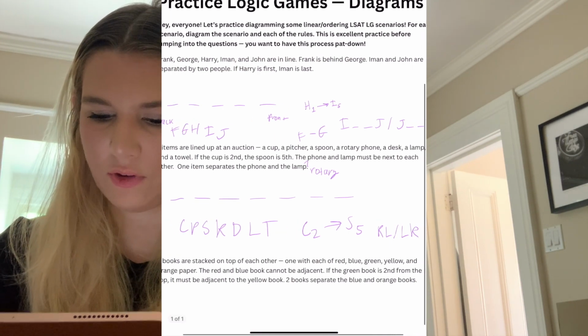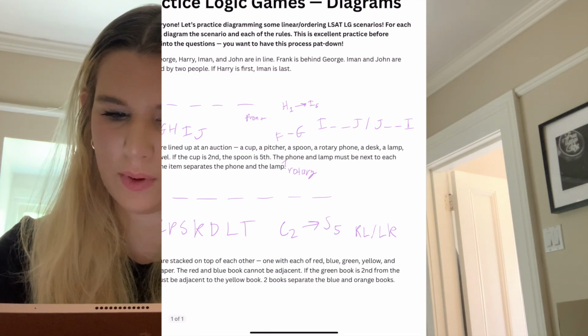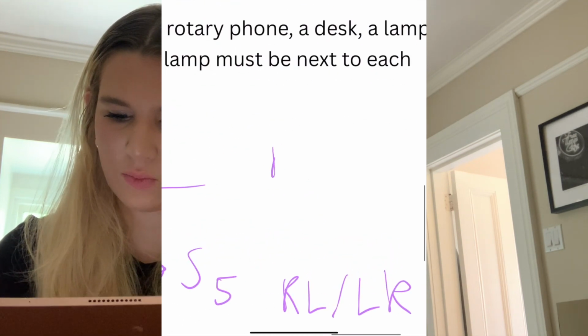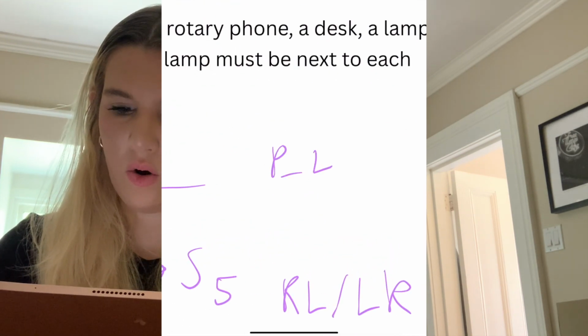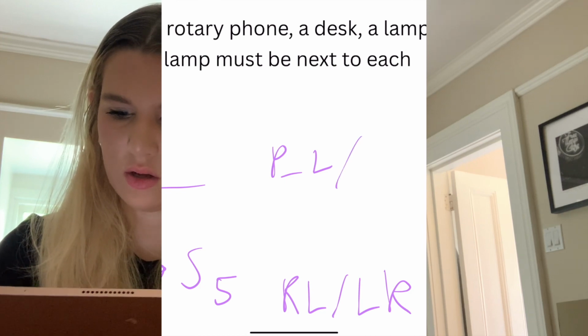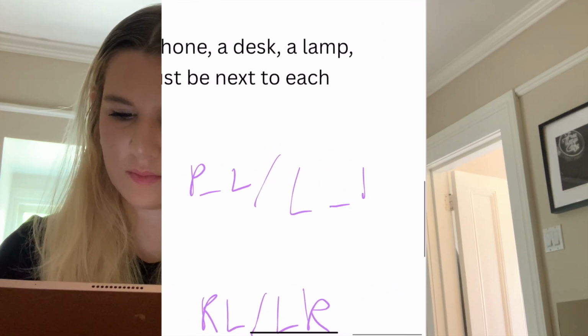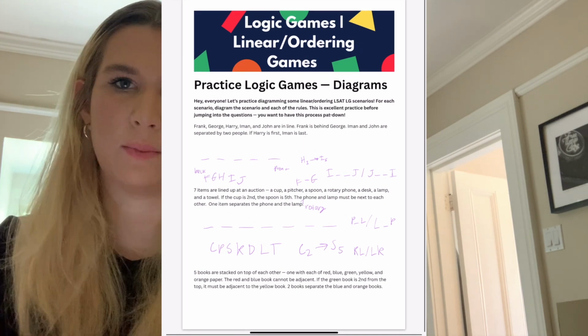1 item separates the phone and the lamp. Similarly, we're going to diagram both options. So we could have P is 1 space before L, or L is 1 space before P. So that's how I would diagram the rules for that one.